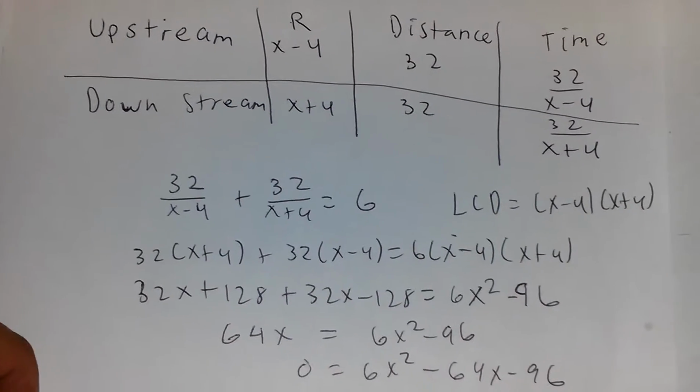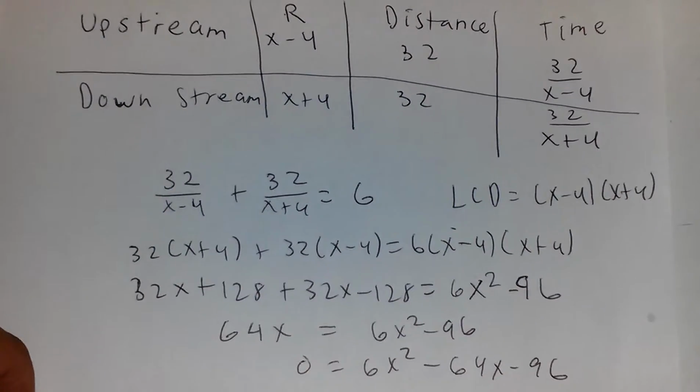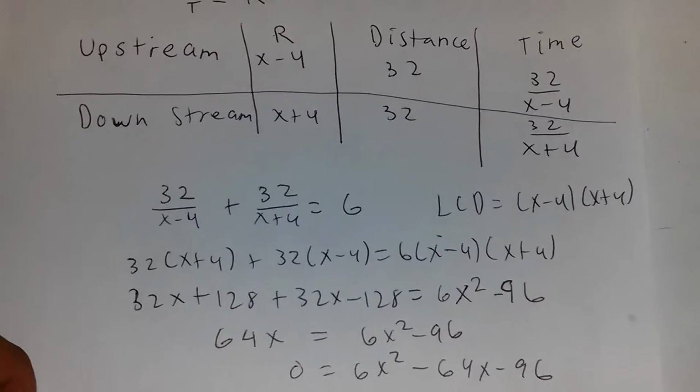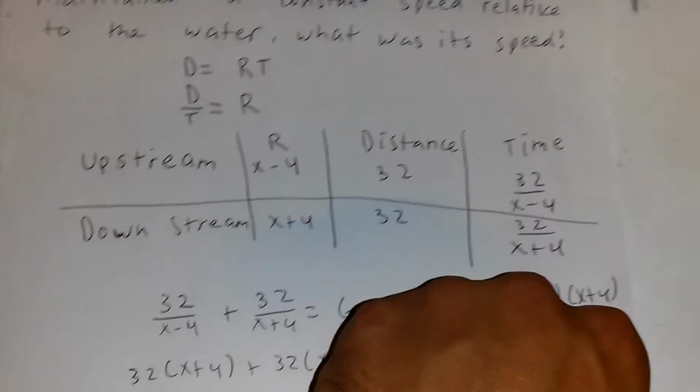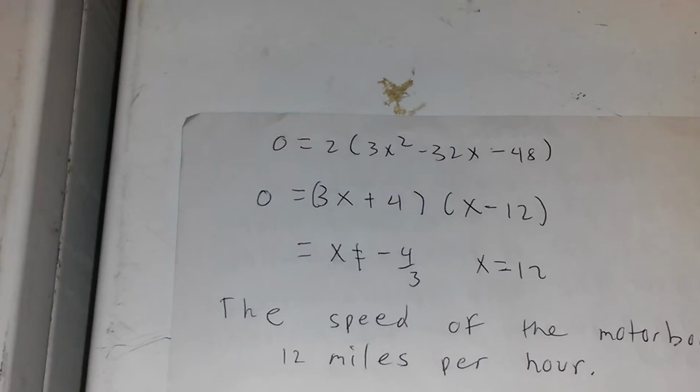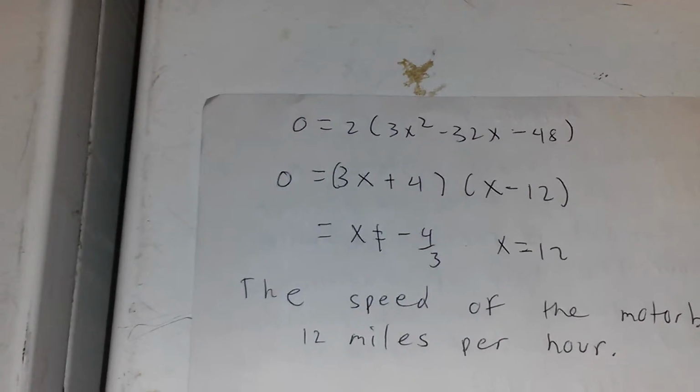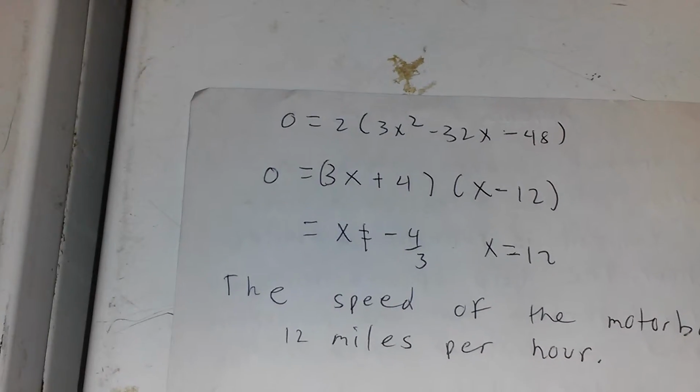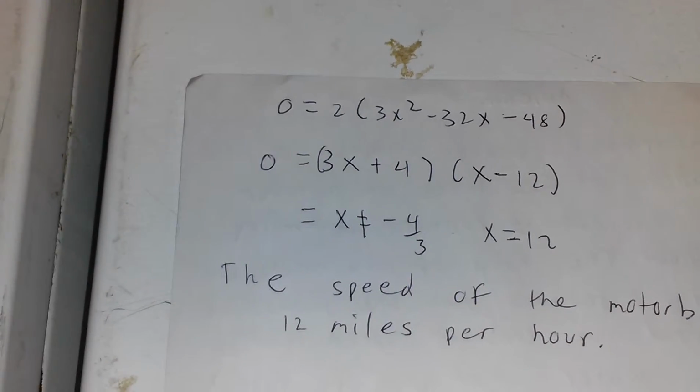So it's 0 equals 6x squared minus 64x minus 96. You just factor that. Actually, you can simplify, you can take out a 2. So it'll be 3x squared minus 32x minus 48. You can divide by 2 on both sides.